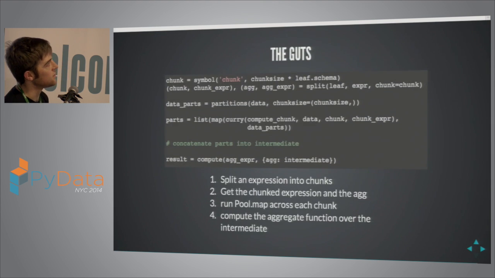And then these are the guts of how this works. Okay, this is from inside of Blaze, and it's pretty straightforward, I think, for what it's doing. Okay, it's taking a symbol. You're splitting that symbol into chunks that are of the size that you specified in the input. Partitions give you an index into the data set. We run map, okay? And then we get back a list of our results. We then concatenate those things. I think it actually uses the pandas concat function. And then compute the aggregation expression that we got above on the intermediate result. Pretty straightforward, okay?